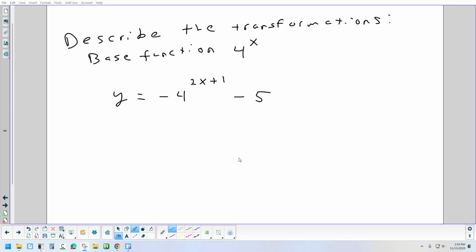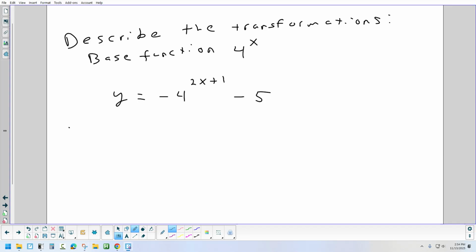Maria. Is it the 2? The 2 is going to be for our second transformation. Well, the 4 is the base. The negative we are going to look at, but that's on the outside, so we're not going to get to that until we do everything on the inside first. So the negative is the third transformation. Yep. The 1? The plus 1, yeah.